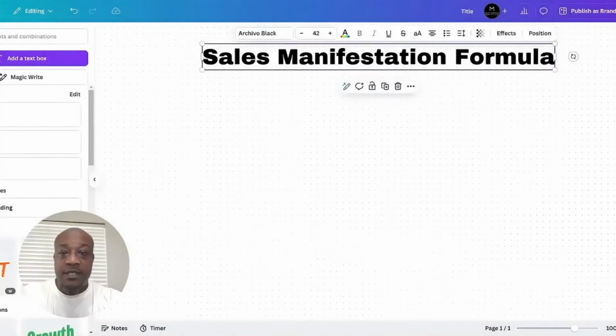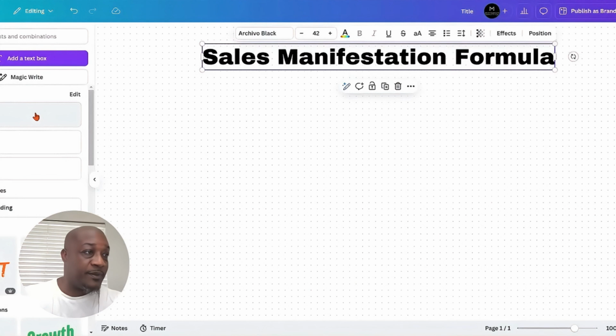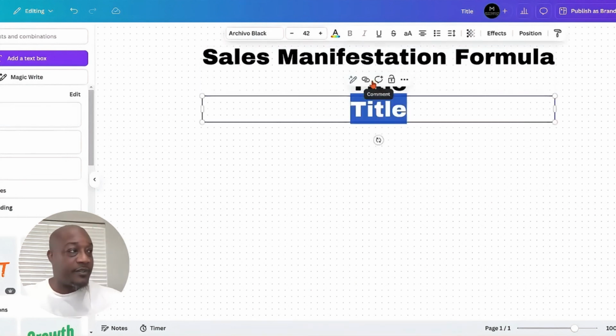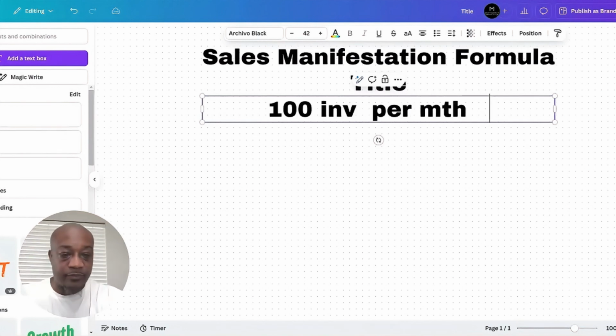Here's what I call my sales manifestation formula. This here is for the service-based industry. Retail, stand by. If you are a service-based business, here's probably what you're doing wrong. You need to remember this number, 100. You need to do 100 invoices a month divided by how many working days.